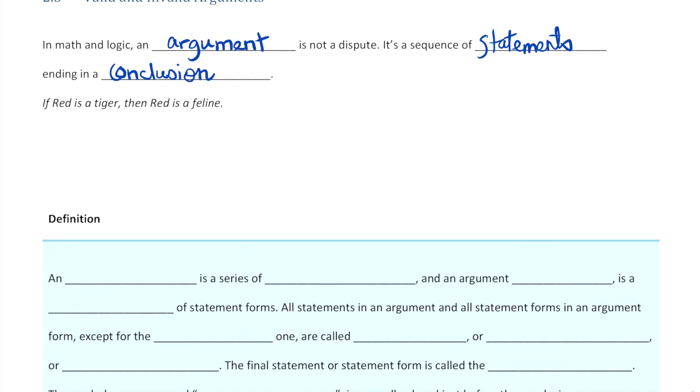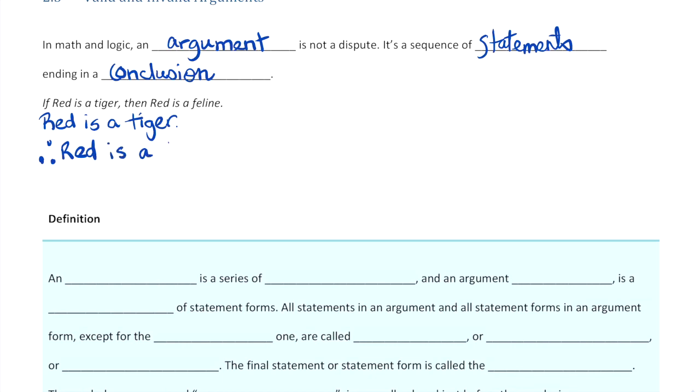Okay, so if red is a tiger, then red is a feline. Well, suppose this first part, call it a premise, is true. So if we say red is a tiger, therefore, red must be a feline, right? And that is definitely a true statement. Now think about it going the other direction.